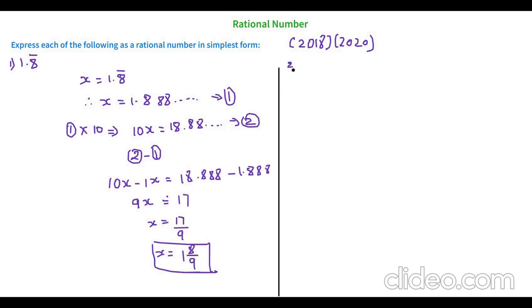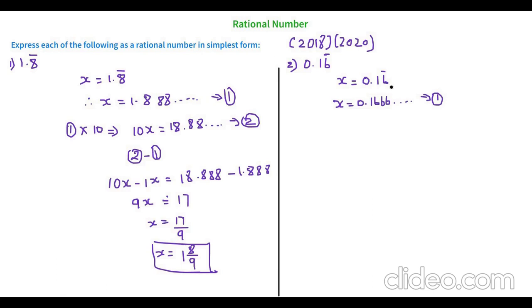The second question which we have is 0.16, and there is a dash only on the 6. Whenever we have a dash only on 6, it means only 6 is repeating, not the 1. The 1 occurs only one time. So let x equal 0.16 with a dash on the 6. This means x equals 0.1666 and it keeps going. As usual, this will be our first equation.